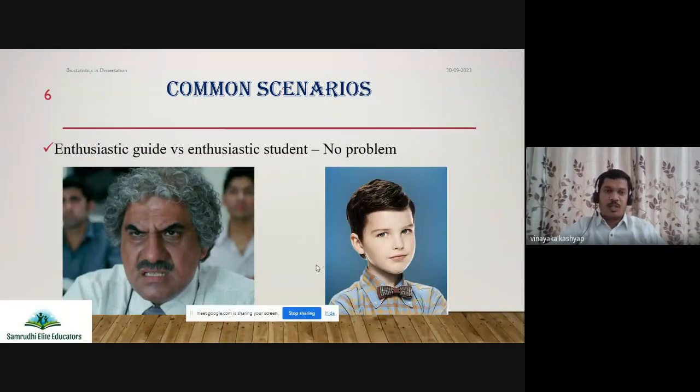One common scenario is enthusiastic guide and enthusiastic student. So usually the guide is very enthusiastic. He says, okay, you can do this, you can do that. So this is a particular thing, please do this. Because you just keep on adding the things. Or a student is very enthusiastic, he wants, oh sir, I can do this, sir, I will do this, sir, I can take this parameter also. So if both are enthusiastic, then there is no problem. The only thing is you require more time.